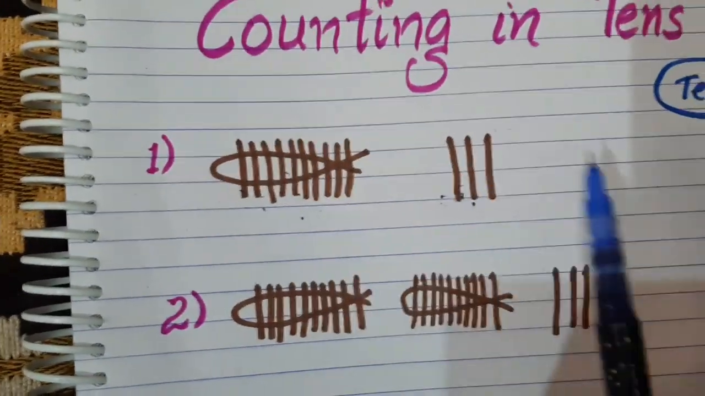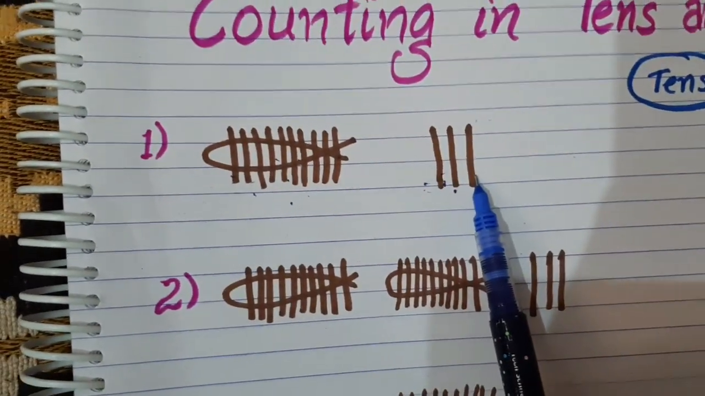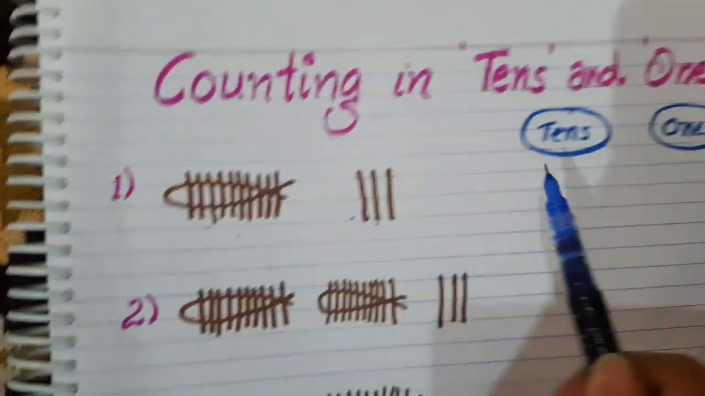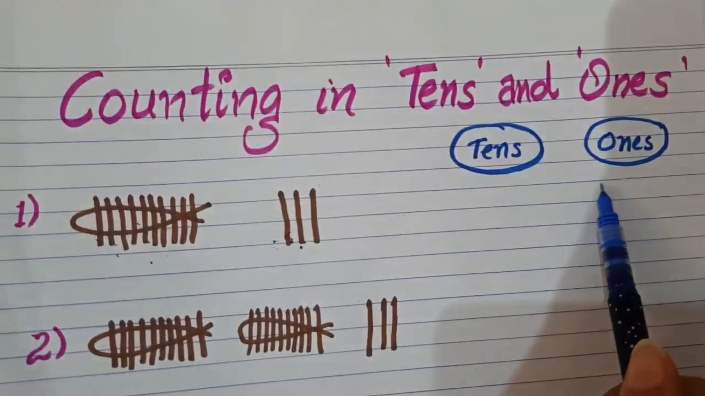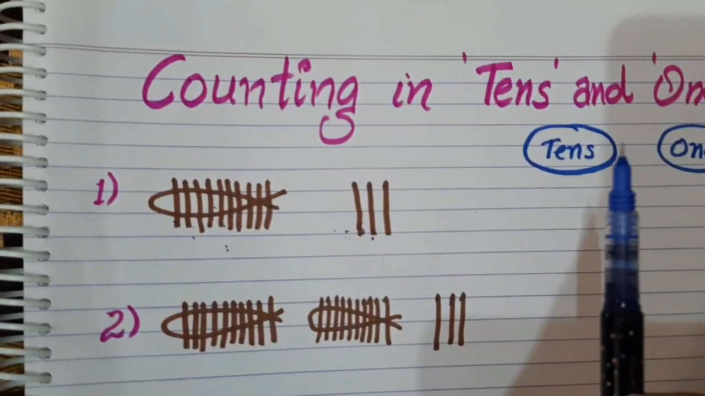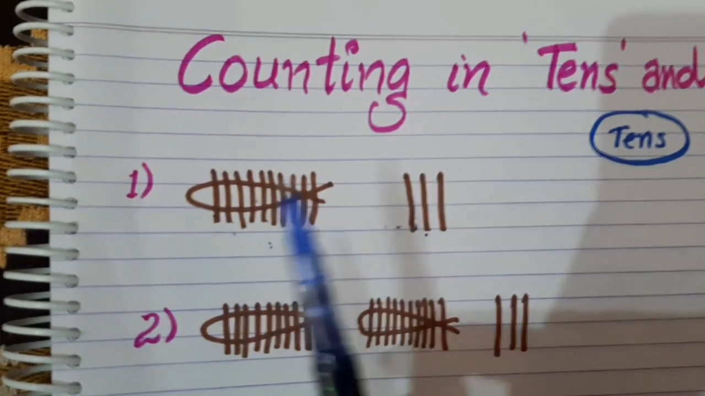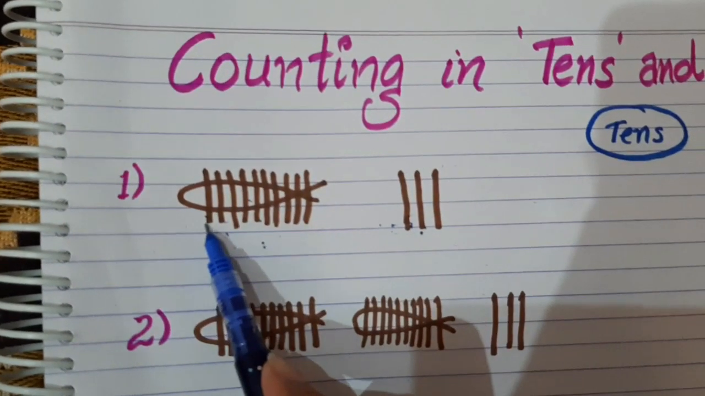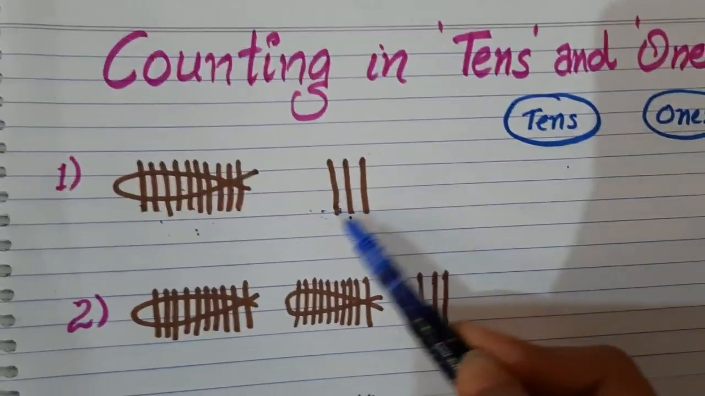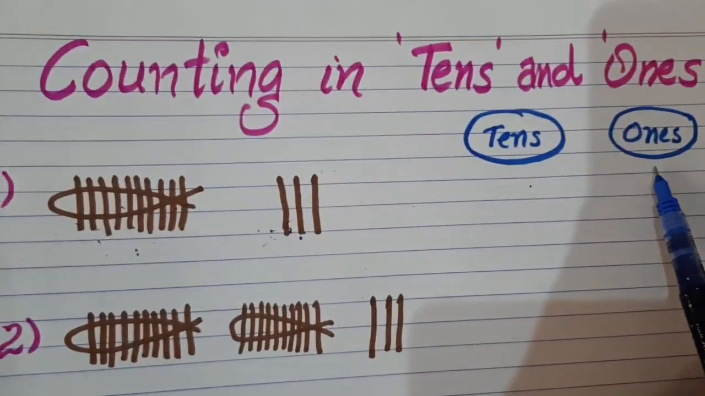Look at this bundle and the loose sticks. What we have to do? We have to categorize these sticks into tens and ones. हमें tens और ones में इन sticks को और bundle को categorize करना है. सिंपल सा है कि जहाँ भी एक bundle है वो tens में काउंट होगा, अगर लूज sticks हैं तो वो ones में काउंट होंगी.